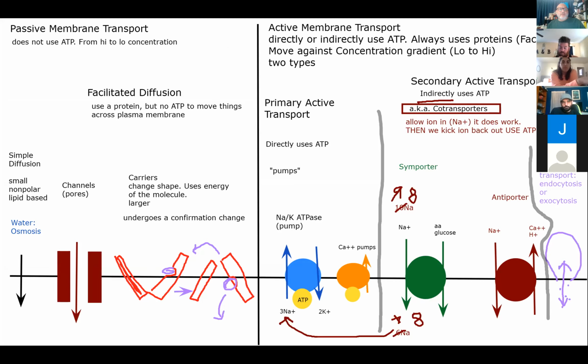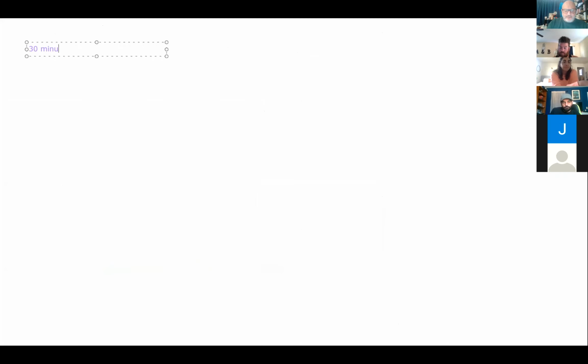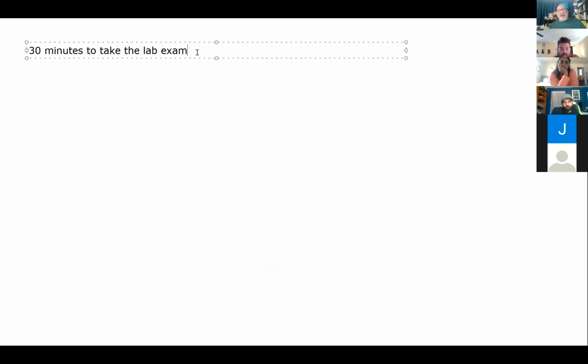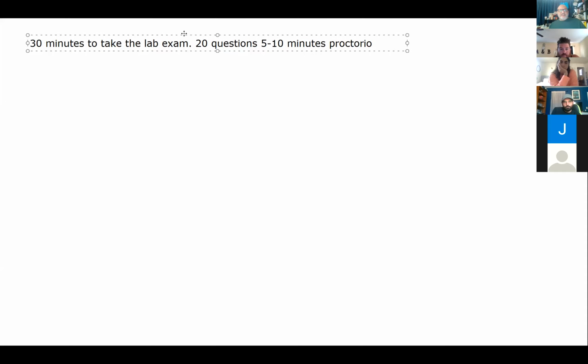All right, so you are going to have 30 minutes to take the lab exam. There are 20 questions on it. Usually you get about a minute a question for the lab exams and about 5 to 10 minutes for all the procedural stuff, for the Proctorio stuff: the showing of the ID, the scanning of your room, and everything else that goes along with that.